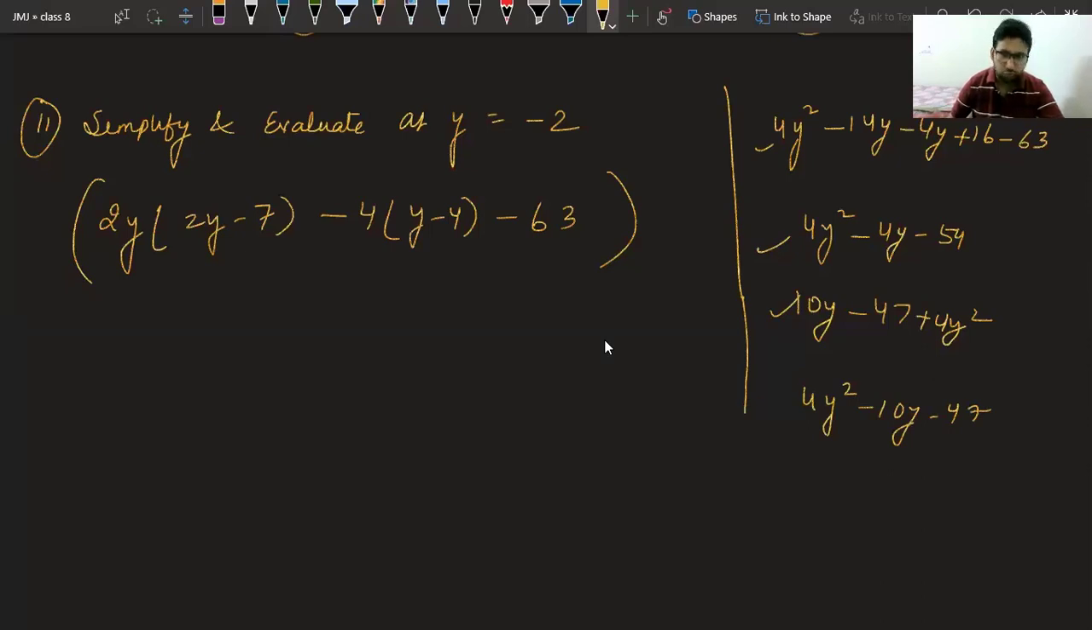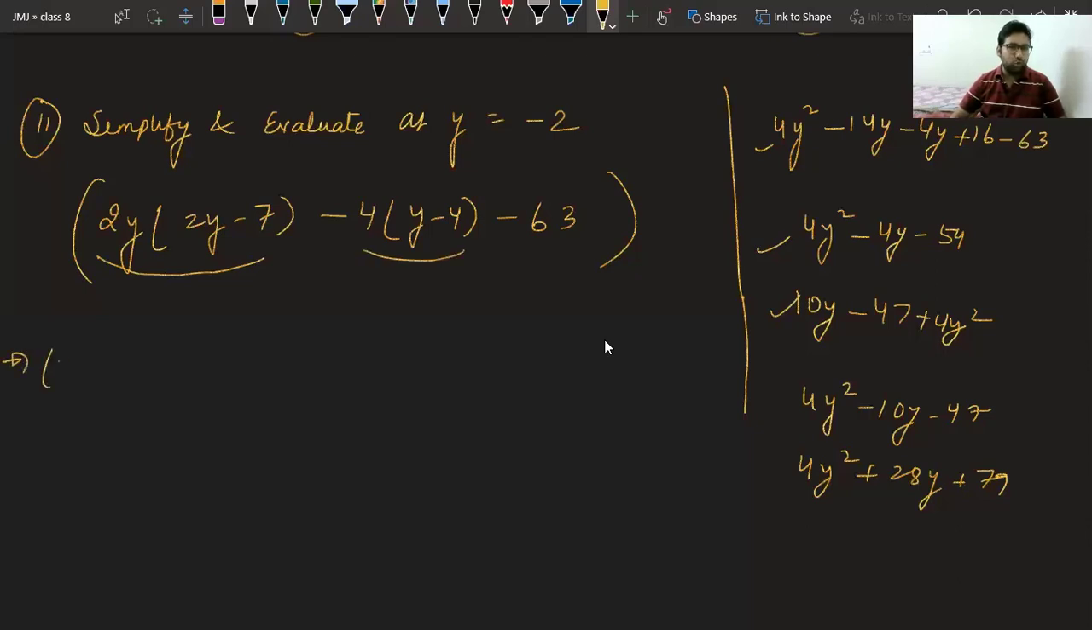Hiteshri is saying 4y square plus 28y plus 79. Enough. We have seen 5-6 solutions from your side. Now we will see from my side. What will we do? First, we will open the brackets. So what will happen? 2y into 2y. Then we have minus sign. Again 2y into 7. Then we have minus.